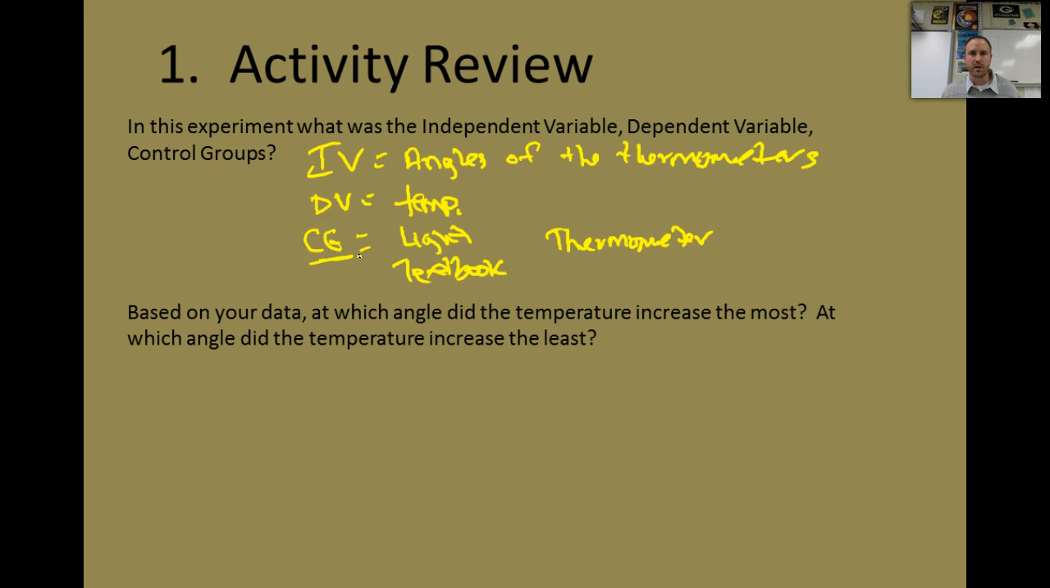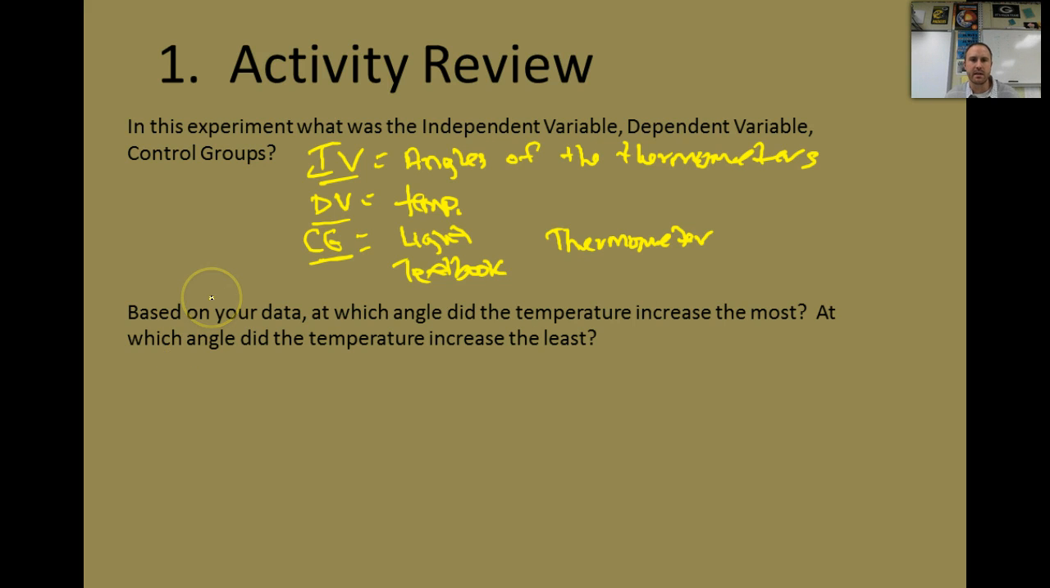Remember, control groups are what did you keep the same. So the independent variable is what is it that you changed in the experiment, keeping everything else the same. Dependent variable is how did we measure the independent variable. And then the control group is what are the things that we set up and kept the same.